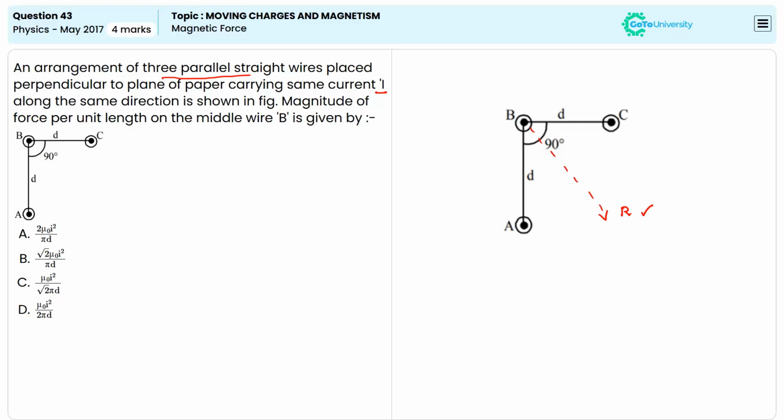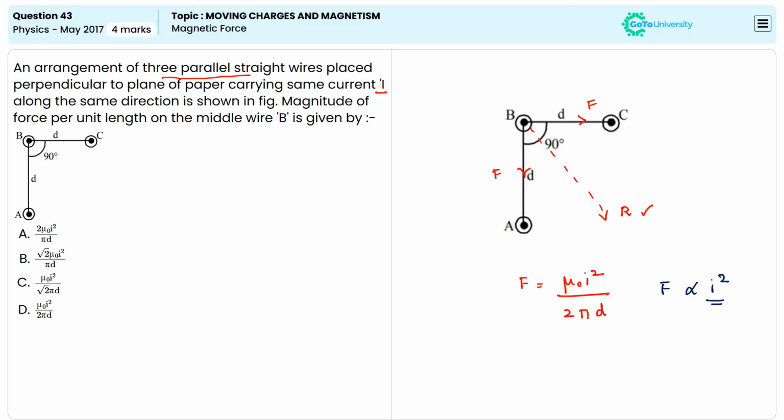Based on the given question, we can say the force along AB and the force along BC will be equal, because it's known that the force on a straight wire is nothing but mu naught I square divided by 2 pi t. And based on the formula, we can say the force is directly proportional to the current. It's given in the question that everything has the same current. So we can say AB and BC will have the same amount of force.